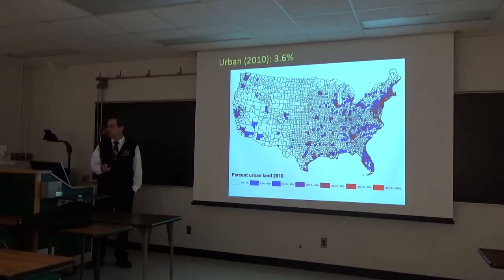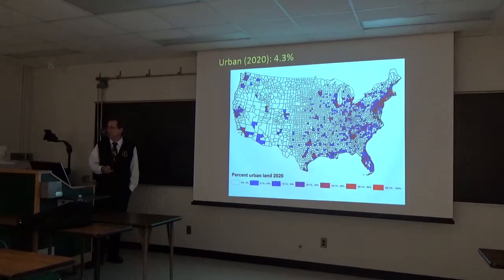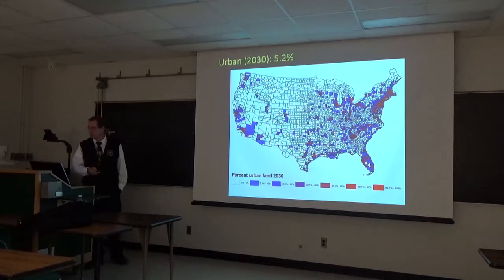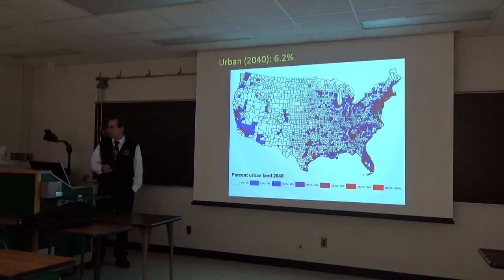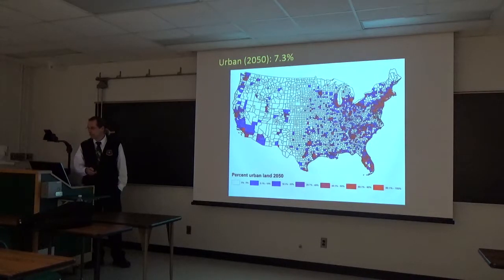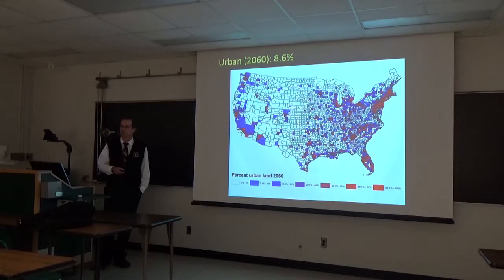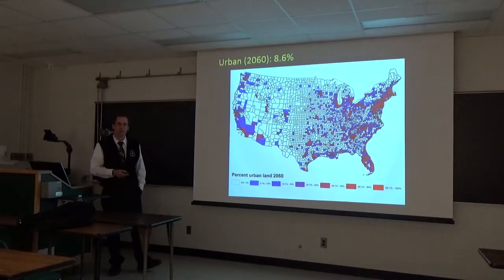So in 2010, we're at 3.6. We're projected to go 4.3 by 2020, 5.2 by 2030, 6.2 by 2040, 7.3 by 2050, and 8.6 by 2060. What's telling on the graphic there?